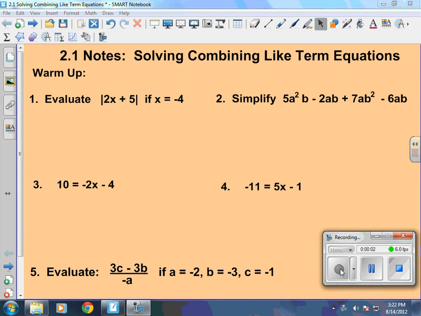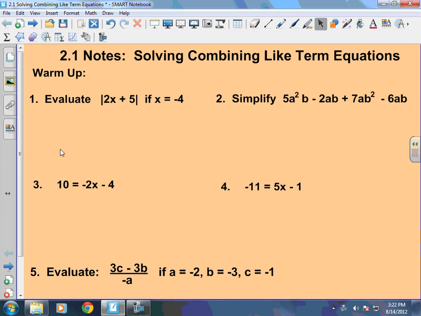Okay, this is lesson 2.1. We're solving combining like term equations. The first part is the warm-up. We're not going to go over the warm-up. If you have any questions, please come and see me. I'll be able to verify your answers or answer any questions that you may have. You are responsible for having the warm-ups done.